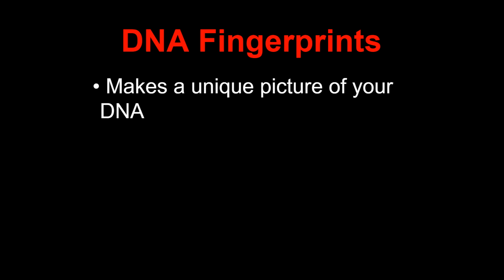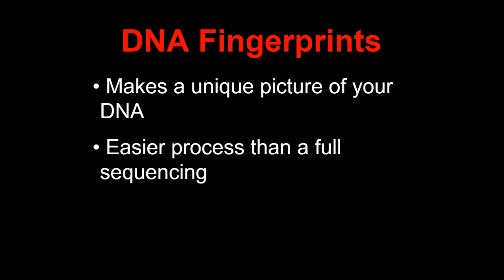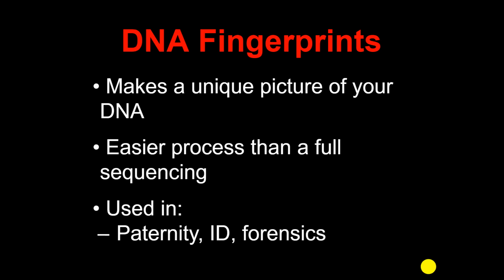Now, another thing that we can do is create a DNA fingerprint. And this is a unique picture of your DNA. So it's similar to the fact that a normal fingerprint positively identifies you, but it's not the same thing. It's just using DNA in a similar way. And this is going to be a much easier process than a full sequencing. And so it's used a lot in things like paternity, identifying people, and forensics.